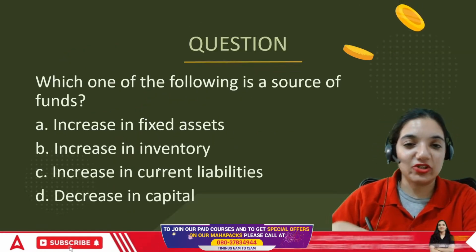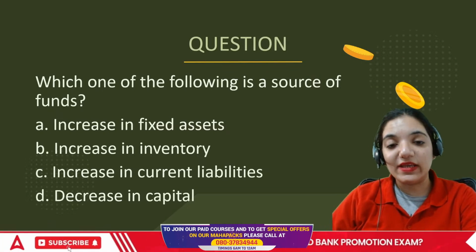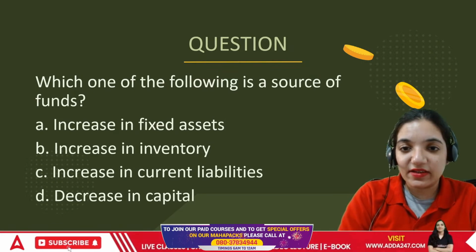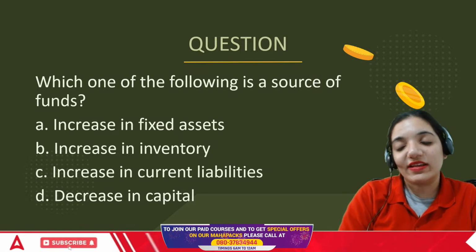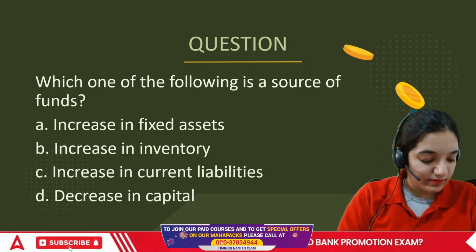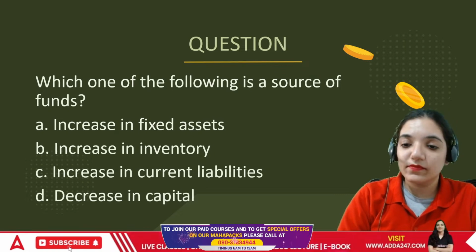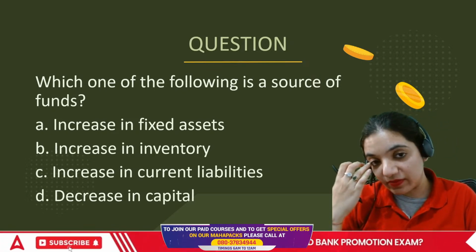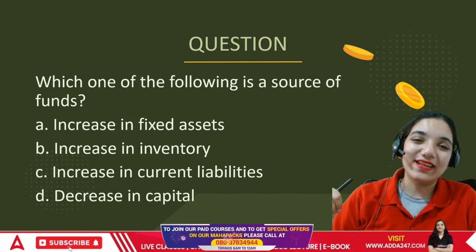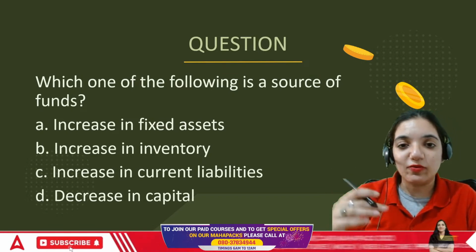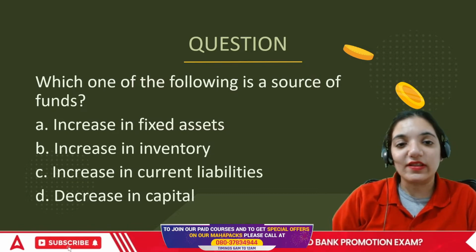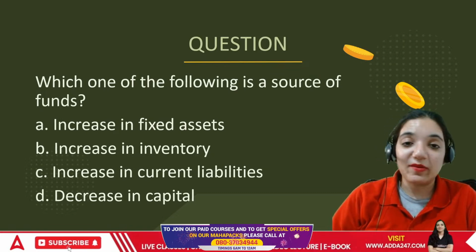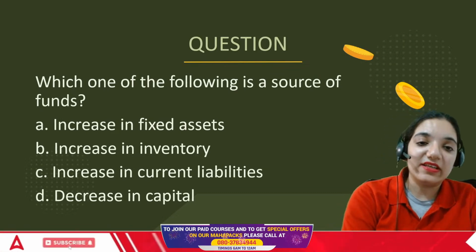Looking forward to the next question. Which one of the following would be a source of funds? Increase in fixed assets, increase in inventory, increase in current liabilities, or decrease in capital? Source of funds means I'm going to get money. Increase in fixed assets, I'm going to lose money, right? If I have to buy this digital pen, I have to pay. Then increase in inventory: when we purchase goods, I'll have to pay money. It's not a source.